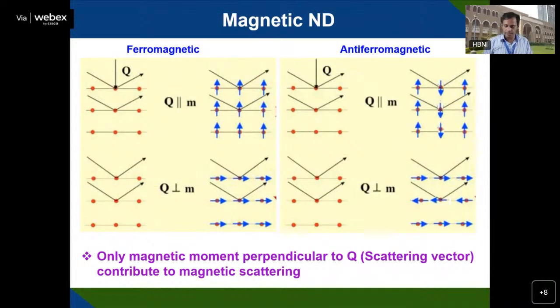In case of magnetic scattering, if the moment is parallel, it will not contribute to the magnetic contribution, but if it is perpendicular, you will get the magnetic interaction. So only the magnetic moment perpendicular to the Q vector will contribute to the magnetic scattering length. For example, if you have a ferromagnetic material, because of this magnetic scattering, the peak intensity can be increased. In antiferromagnetic materials, you will see some peaks which are not normal, and you get that information.